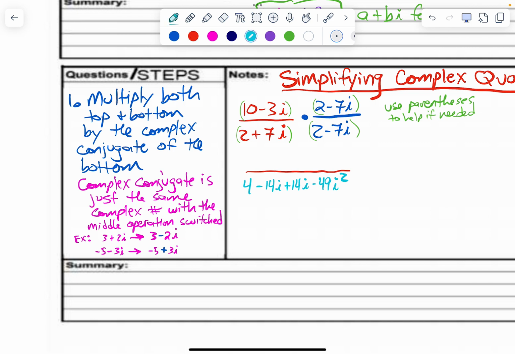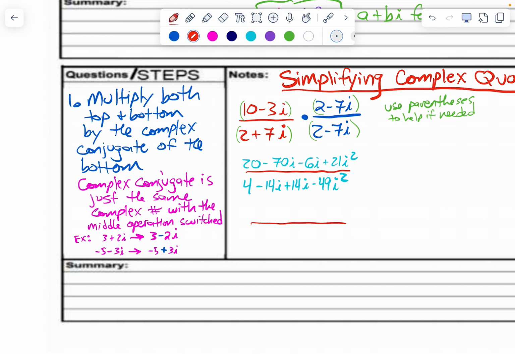Numerator looks like this: 20 minus 70i minus 6i plus 21i squared. If you had to stop right there, it looks kind of bleak. It's sort of messy and ugly looking, but it gets better. So let's simplify, keep going.